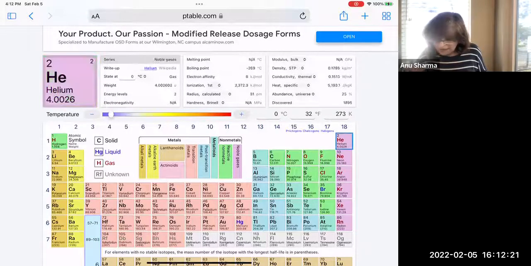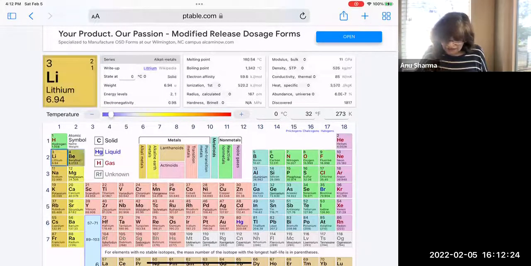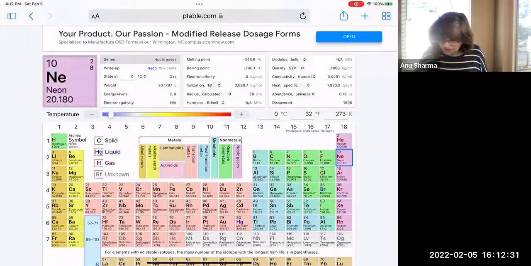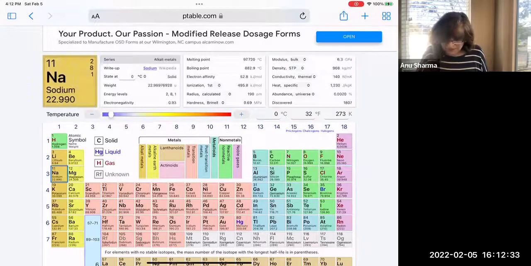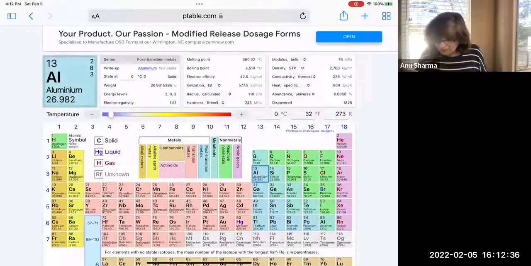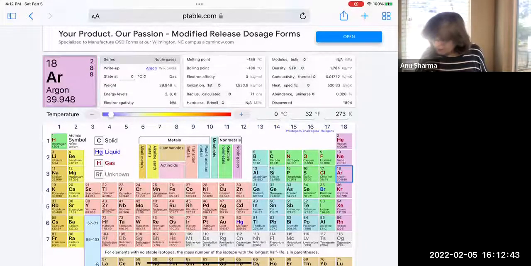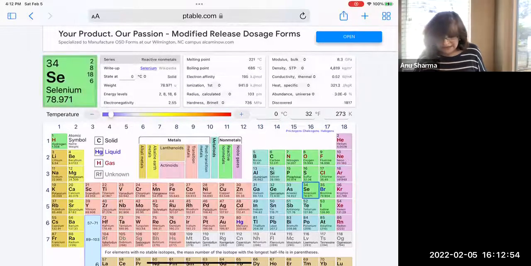Hydrogen is 1, helium is 2, lithium is 3, beryllium is 4, boron is 5, carbon is 6, nitrogen 7, oxygen 8, fluorine 9, neon 10, then sodium 11, magnesium 12, aluminum 13, silicon 14, phosphorus 15, sulfur 16, chlorine 17, and argon 18, and so forth. You can just go in that order to 34, because we're looking for the atom that has 34 protons, or atomic number 34, and that is selenium.